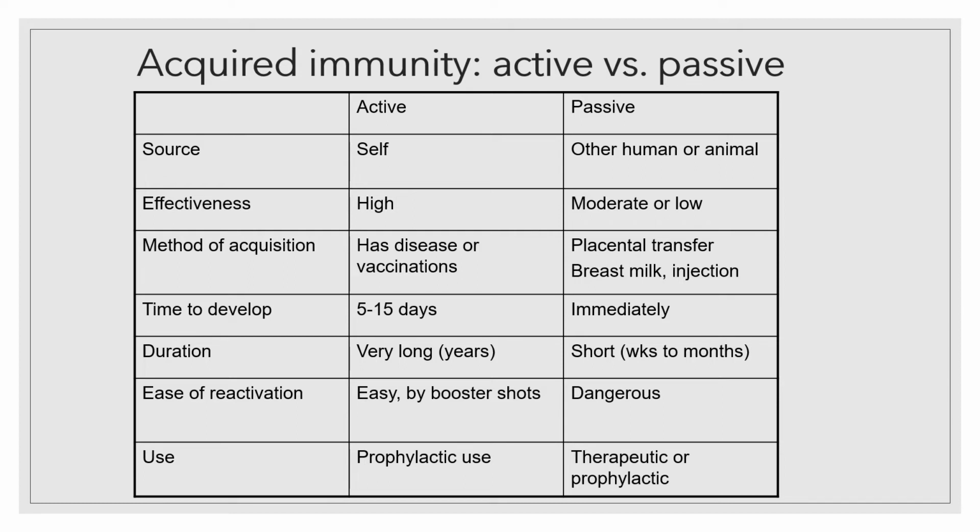The use for active acquired immunity is prophylactic, so you don't get the disease at all, whereas passive acquired immunity is also prophylactic, but it has a therapeutic use as well. So, for example, you could use a passive amount of IgG or gamma globulin to protect you from an exposure to something like hepatitis.